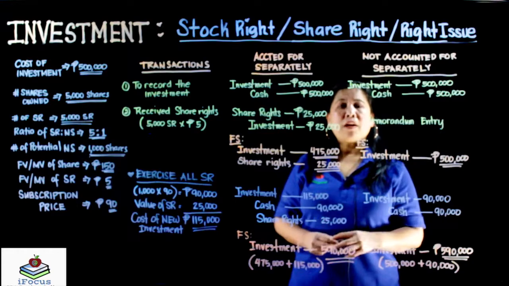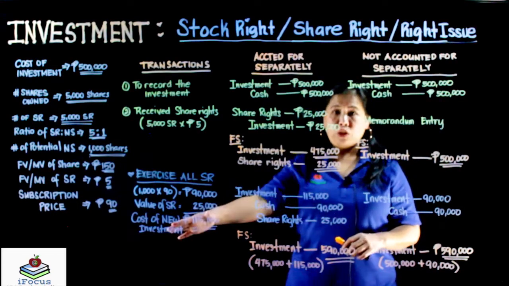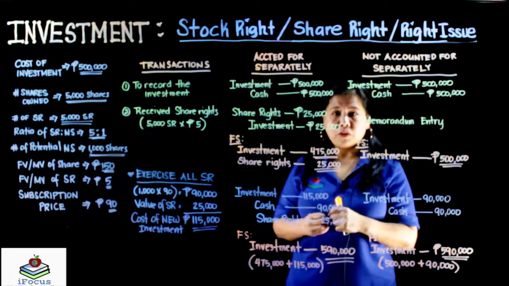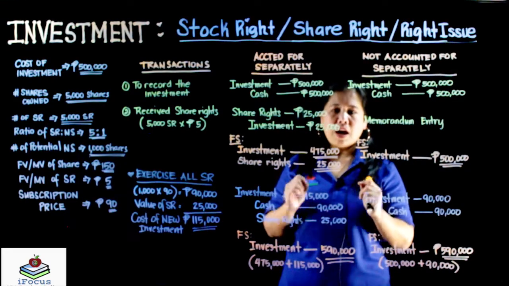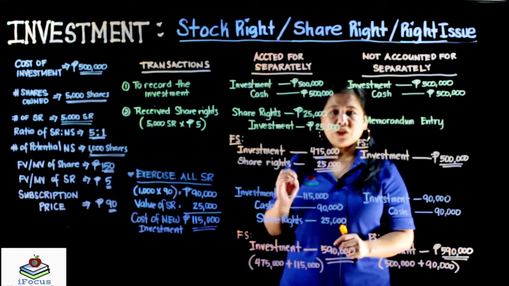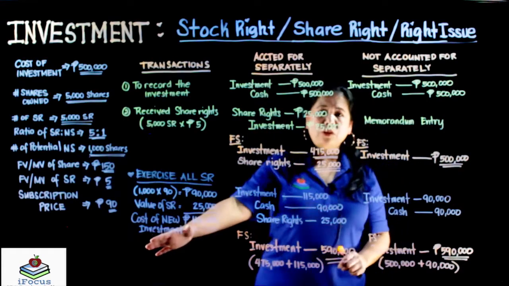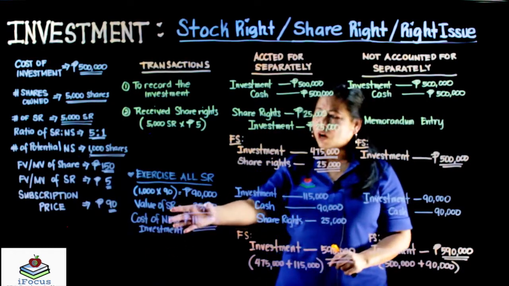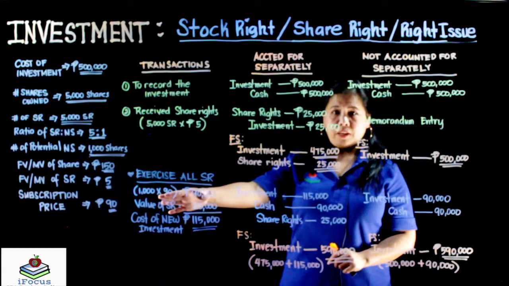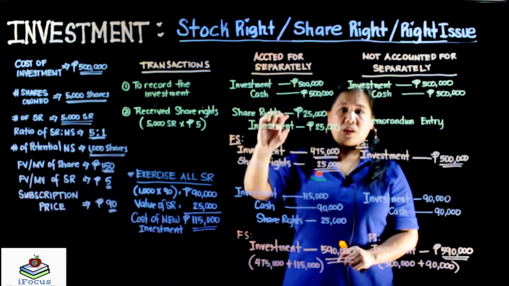Nagkakaiba lang sila kapag ang tanong sa problem mo is kung magkano ang cost ng new investment. So, ito ang tip ko sa'yo. Tatandaan mo palagi paano nire-record ni investor ang kanyang share rights. Kapag ang share rights ay ni-record accounted for separate, ang cost of the new investment is composed of the exercise price or the subscription price plus the value of the stock rights.